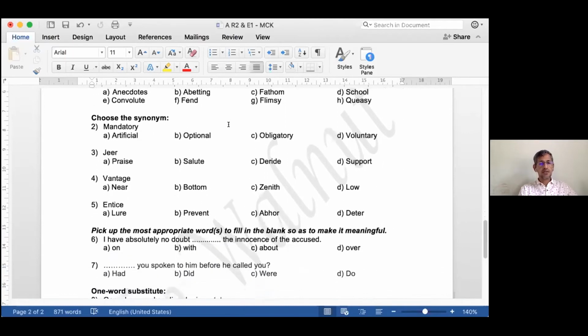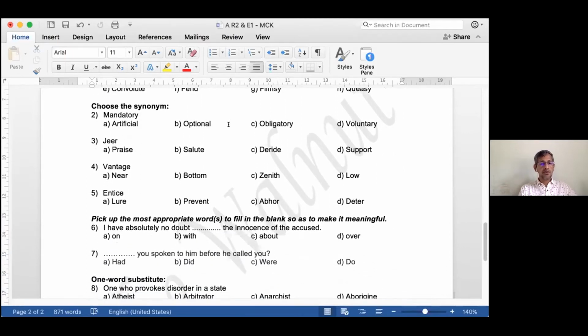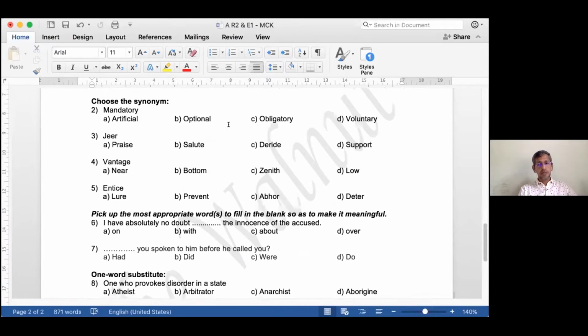Now, next set of questions, choose the synonyms. Synonyms, of course, you know what a synonym is, same meaning. First, I would say go for question number 2, 3, 4, and 5. Mandatory. So we'll go for question number 2. Mandatory. Which one is the synonym of mandatory? Yes. I see the answers from many of you. Renz, Donna, Sonia, Ellen, Kartika.